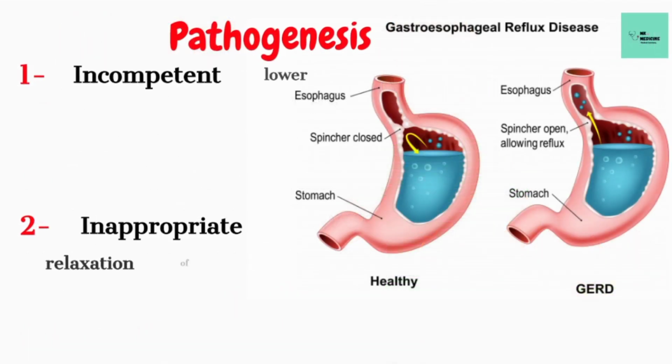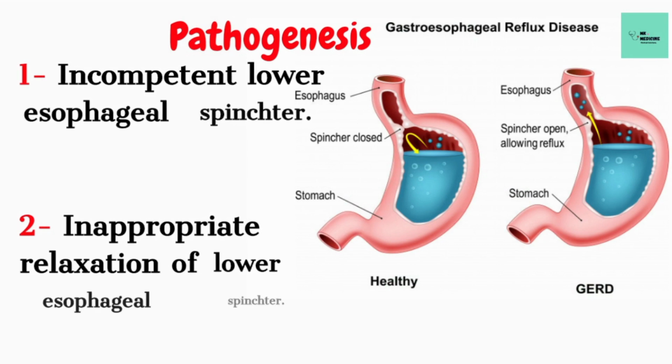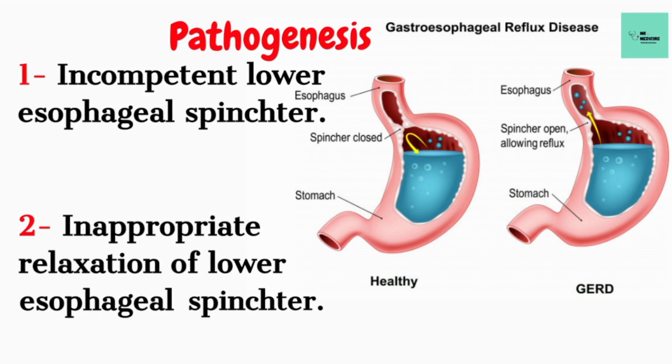Now, pathogenesis of GERD. It occurs because of an incompetent lower esophageal sphincter and also because of inappropriate relaxation of the lower esophageal sphincter.